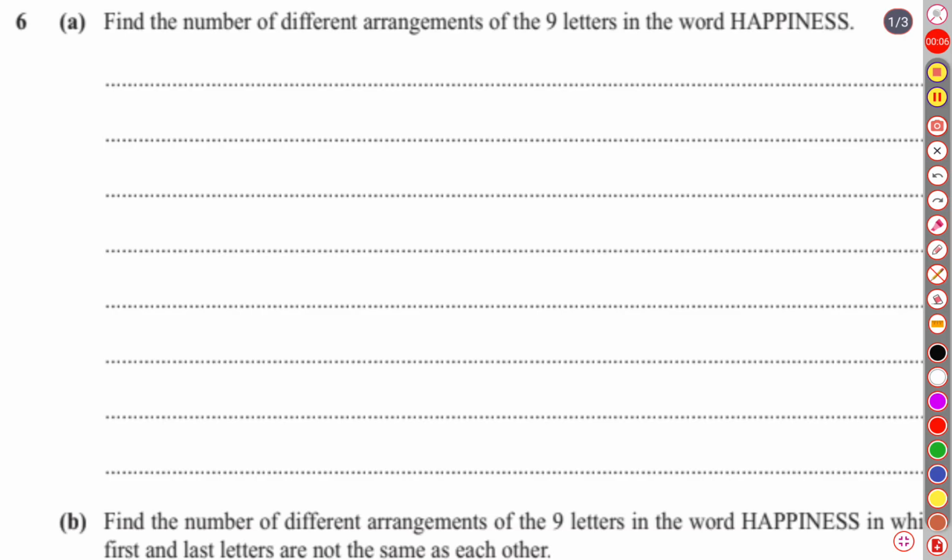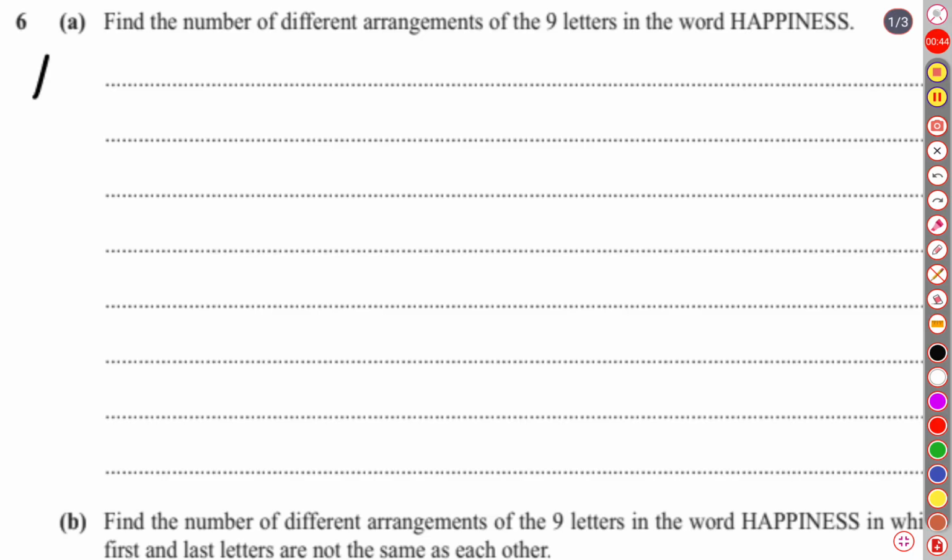Today we are going to solve a question from Probability and Statistics 1. This particular question belongs to paper 9709/53 for the session October-November 24. We are going to solve the last of all questions of this paper, which says: find the number of different arrangements of the 9 letters in the word happiness. Whenever we solve any question based on arrangements, we simply apply the concept of permutation. So let's start writing our solution.